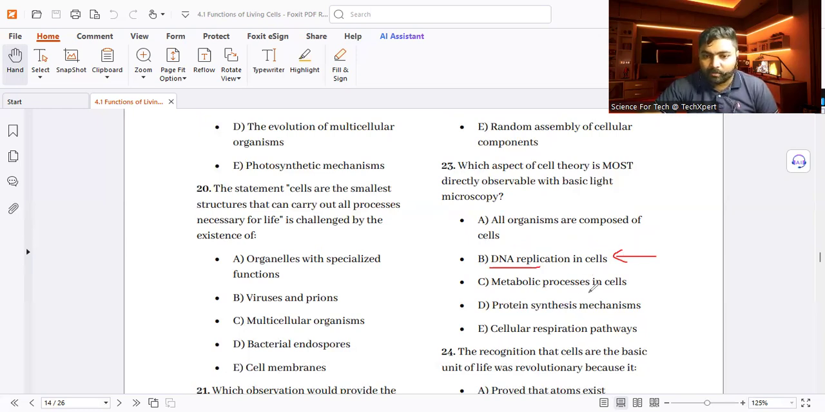Then metabolic processes in cells, no, you cannot see. Those are chemical reactions, you cannot see. Protein synthesis mechanisms, no, you cannot see. Then cellular respiration pathways, no, you cannot see. Okay, the answer should be A.